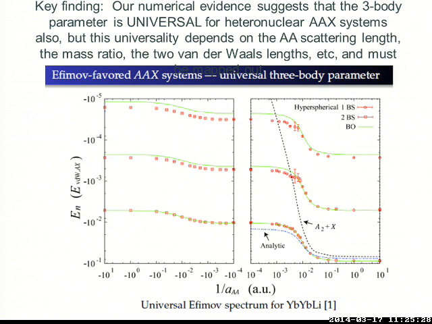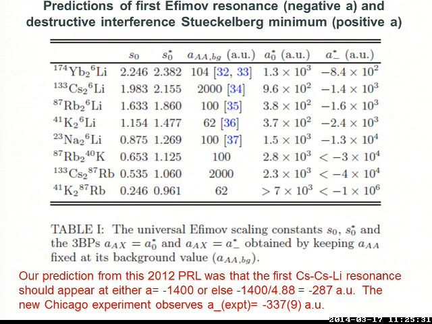But of more interest for experimentalists probably is this table of predictions of where the Efimov resonance and where the interference minima should appear. And for instance, for the case that has been studied experimentally, our prediction was that you would see an Efimov state around minus 1,400. Now, there was some ambiguity in these calculations as to whether this was the first or the second such Efimov resonance. And in fact, based on Cheng-Chin's new experiment, it seems clear this would be the second.